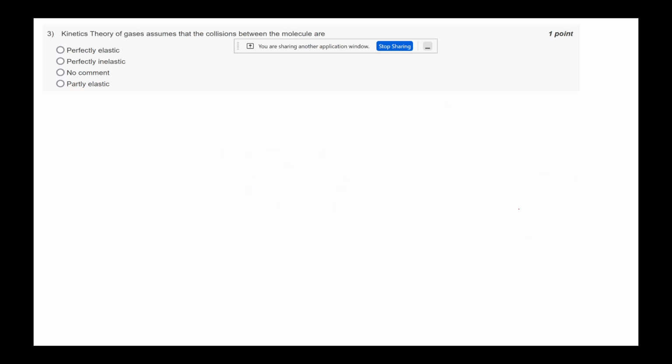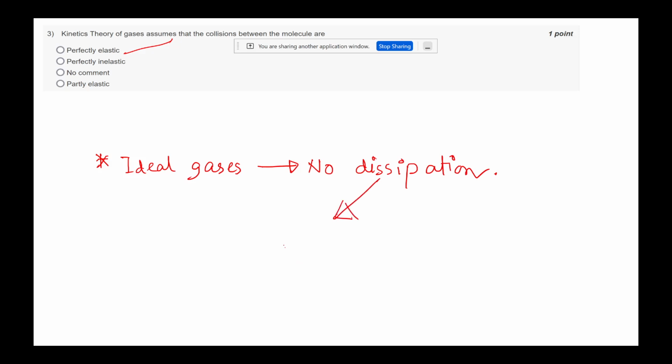Okay, let's go to the next point. Kinetic theory of gases assumes that collisions between the molecules are... This is a pretty simple problem. Follow? Yeah, perfect, because these are ideal gases. So just write one point. Ideal gases, that means no dissipation, right? They do not dissipate. So that means perfectly elastic.